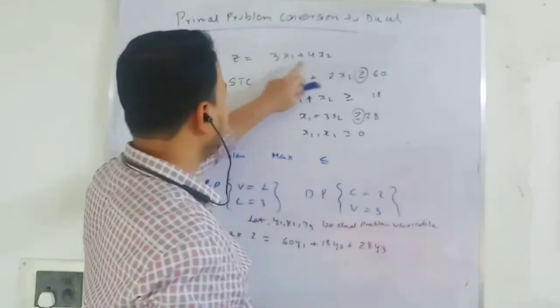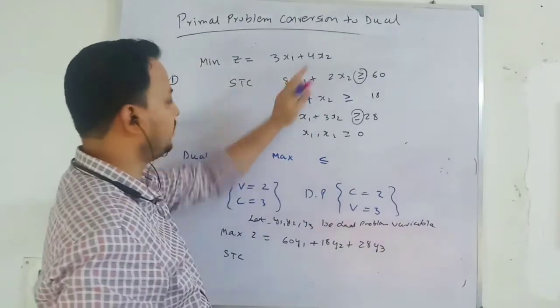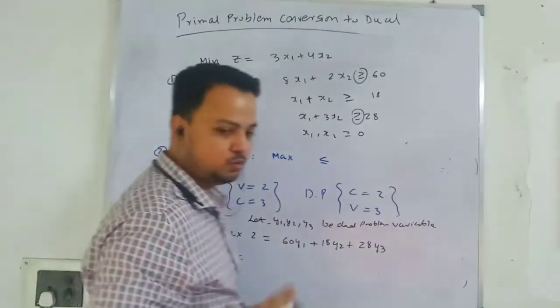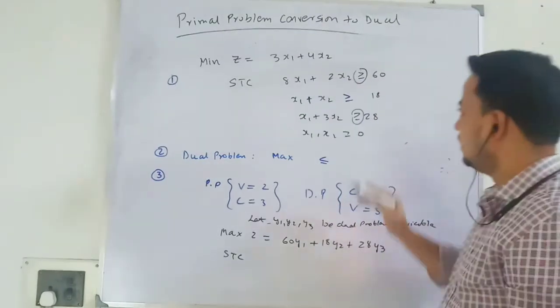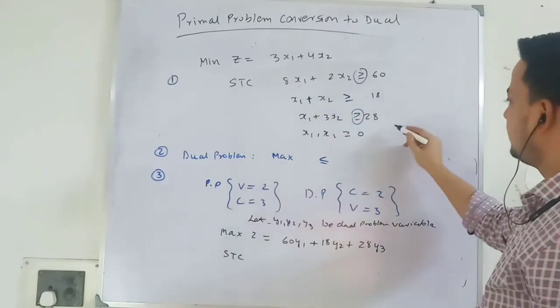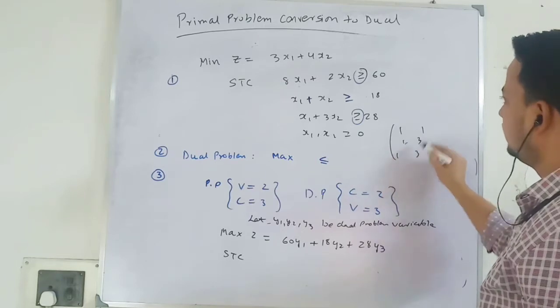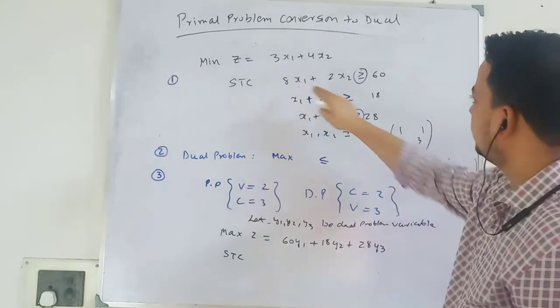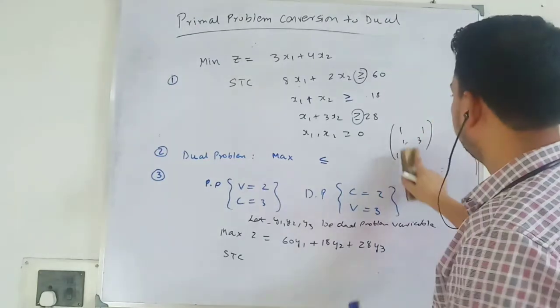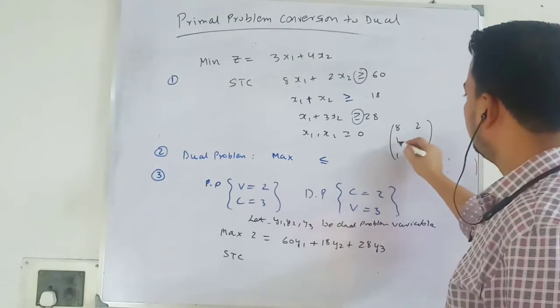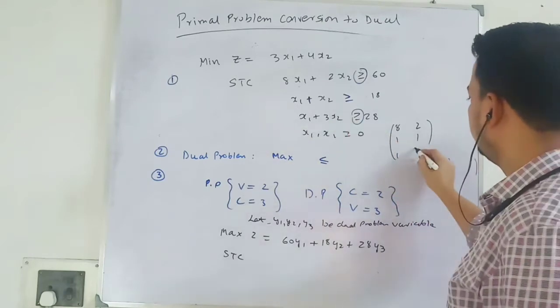We know what will be on the right hand side of the constraints. It will be 3 and 4. But we need the constraints. How many constraints will I have? 2 constraints. So make the matrix of this one: 8 2, 1 1, and 1 3. Wait, I forgot the first one.